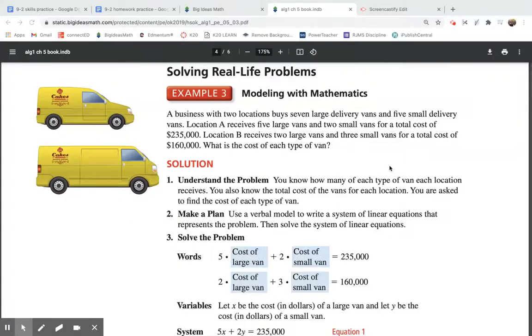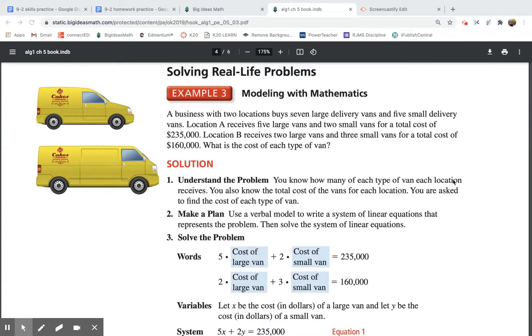Okay, so the next example is solving real life problems. It says a business with 2 locations. So we have a little cake bakery. I want to go, that sounds really yummy. Okay, so it has 2 locations. They buy 7 large delivery vans and 5 small delivery vans. Location A receives 5 large vans and 2 small vans for a total cost of $235,000. Location B receives 2 large vans and 3 small vans for a total cost of $160,000. What is the cost of each type of van?